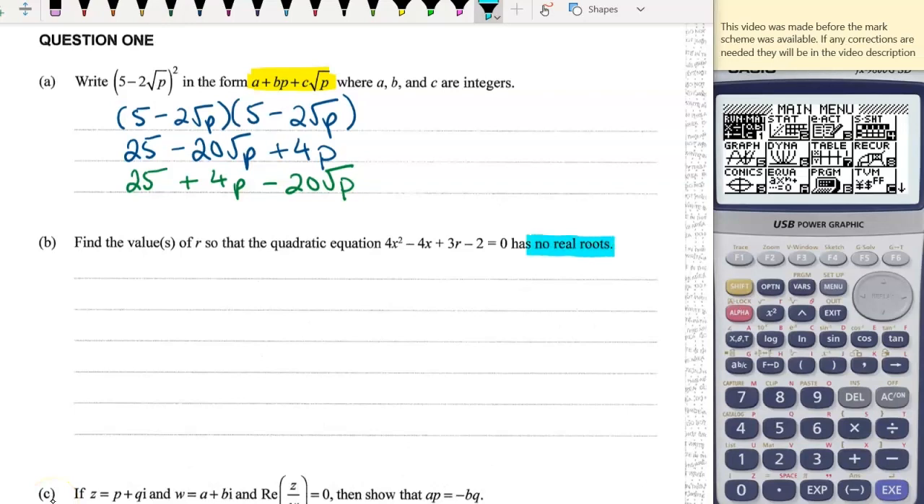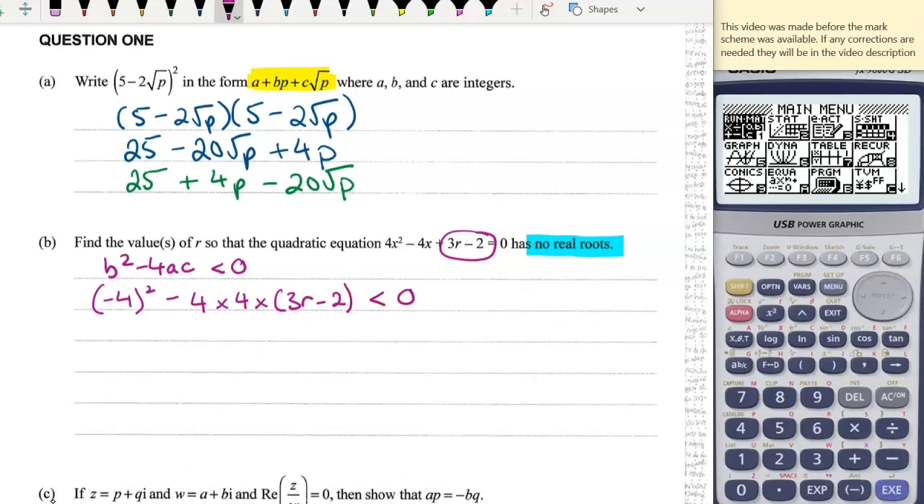Part B, we're looking at types of roots to say that this thing here has no real roots, and that means we need the discriminant. So the discriminant is b squared minus 4ac, and for there to be no real roots, that's got to be less than 0. Okay, now the b part of this quadratic is just there, the minus 4. So b squared is minus 4 squared, minus 4 times a is 4, and c is this bit here, like so. And that has to be less than 0 for there to be no real roots.